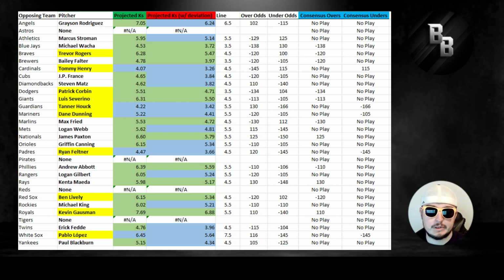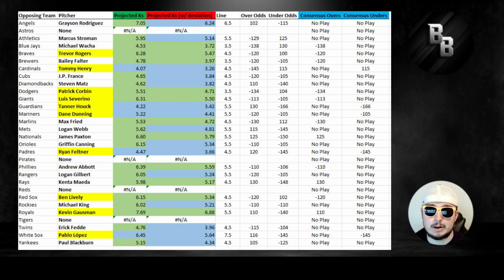Eighth, we have Ben Lively taking on the Red Sox. His line is set at 4.5, and I'm projected at 5.34. So we'll take the over at minus 120. Ninth, Kevin Gausman's taking on the Royals. His line is set at 5.5, and I'm projected at 6.88. So we'll take the over at plus 110.